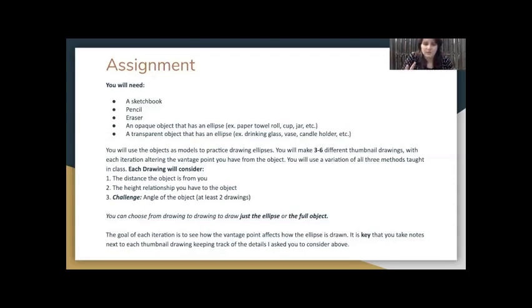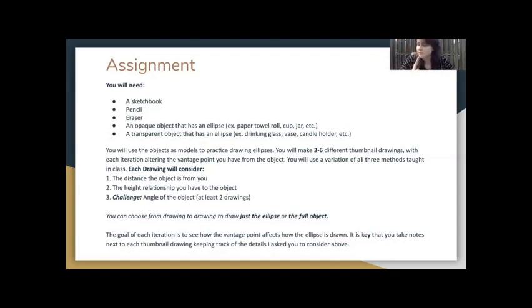And so again, I want you to consider the distance the object is from you, the height relationship the object is from you. And then if you knock out these 3 to 6 drawings really quick and you want to challenge yourself, do a drawing of the can on its side. Do a drawing of the can kind of angled towards you or angled away from you, okay? At least 2 drawings if you have time for this challenge, okay? And that's really going to help you truly consider the different ways that you can view these objects.